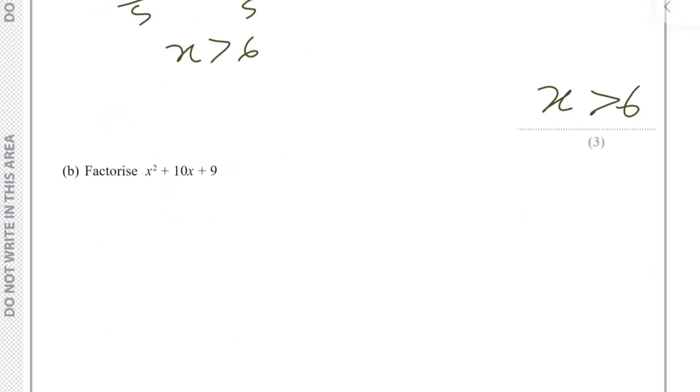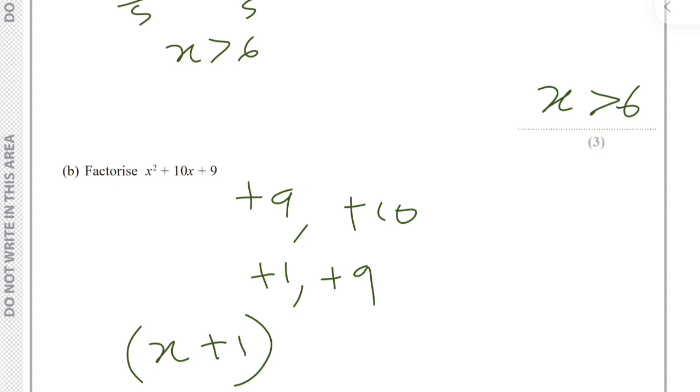Factorize. So give me two numbers. If I multiply, I have plus 9, and when I add, I have plus 10. So the two numbers are plus 1 and plus 9. So that would be x plus 1 and x plus 9. So our answer is x plus 1 and x plus 9.